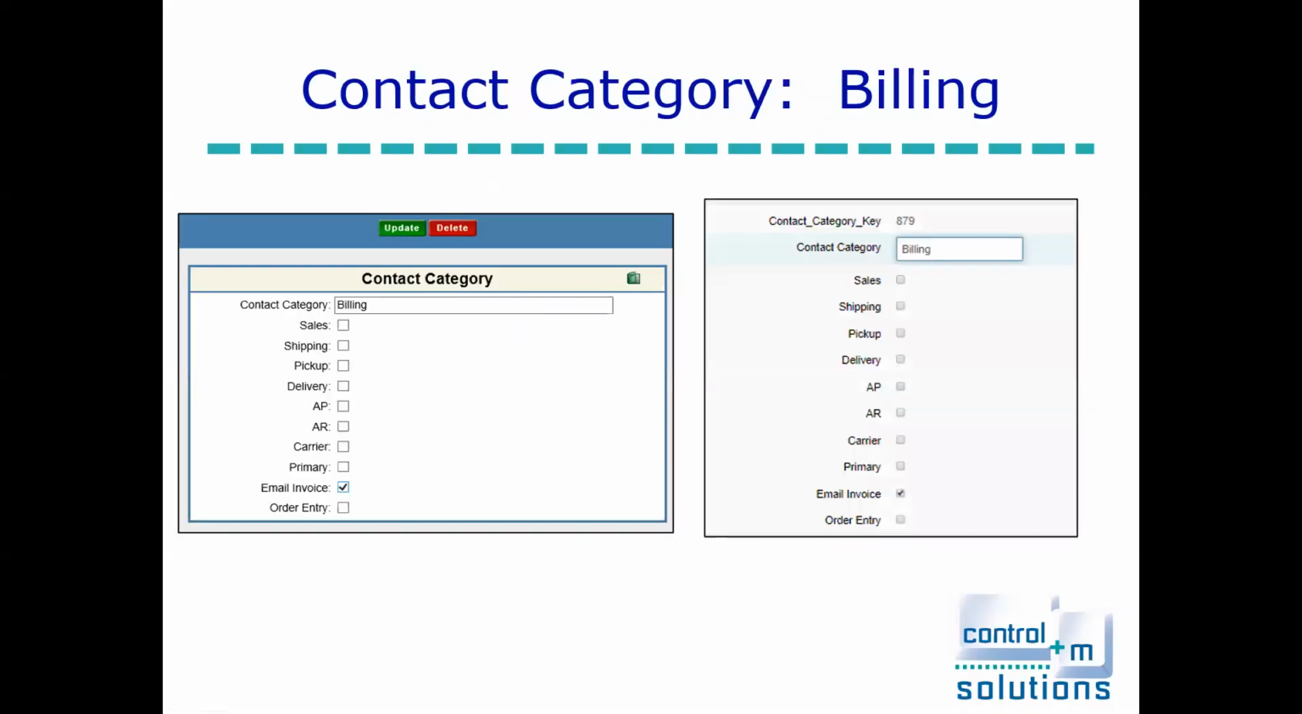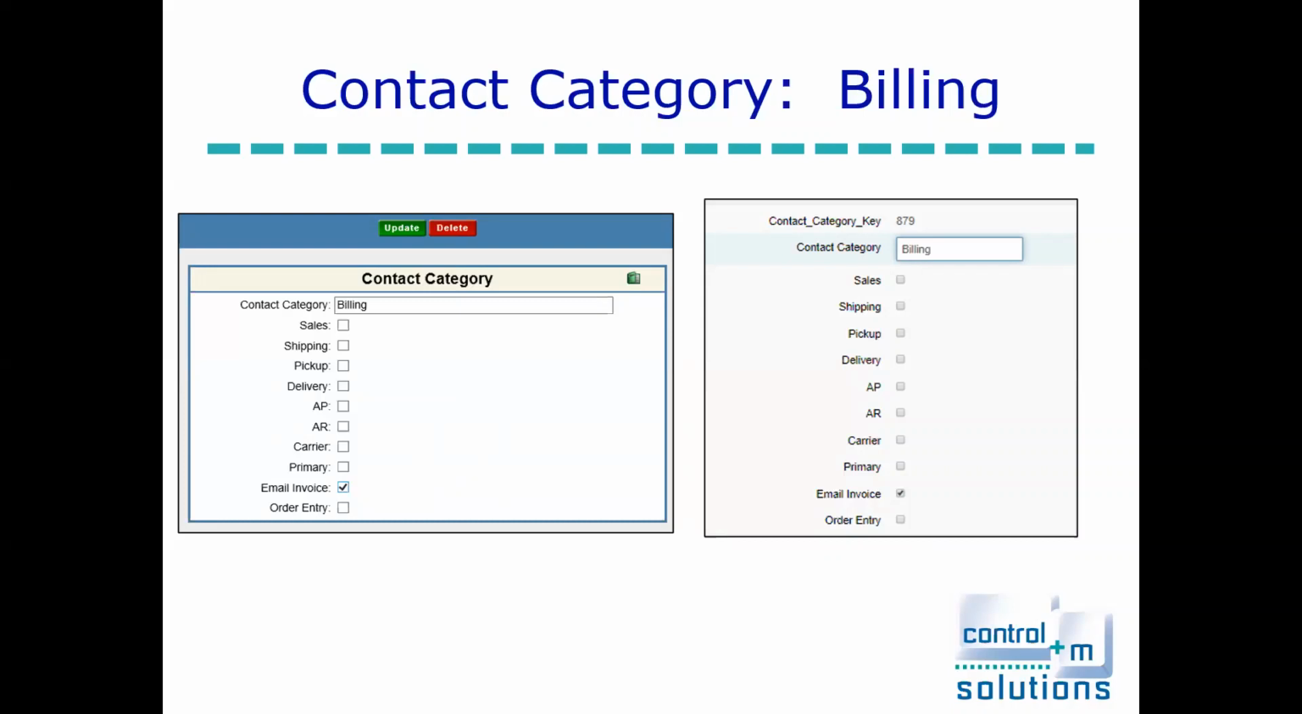So to mass email somebody, there is a contact category setup table. You're going to want to hop in there and add a contact category called billing and flag it with email invoice. Now, in the very, very ancient documentation of Plex, this had to be called billing. I've never tried it where it was not called billing.